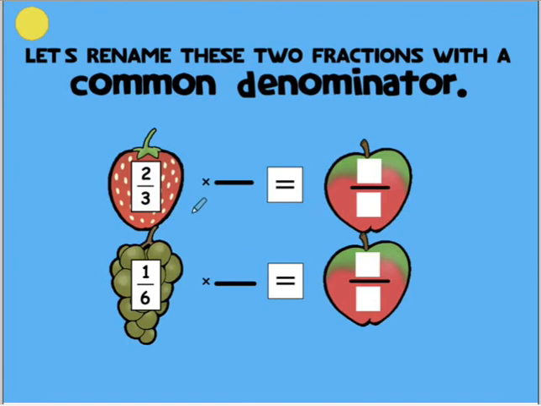Now, in this fraction set, we have 2/3 and 1/6. Now, my first step is to always ask, do the denominators fit together? Well, 3 actually does fit into 6 perfectly, and it fits into 6 perfectly 2 times. So I'm going to multiply my top fraction by 2/2. Now, 2 times 2 is 4, and 3 times 2 is 6. And look at that. Without doing anything to my second fraction, they now have a common denominator of 6.